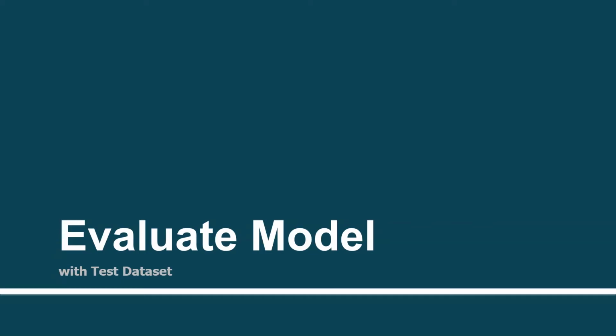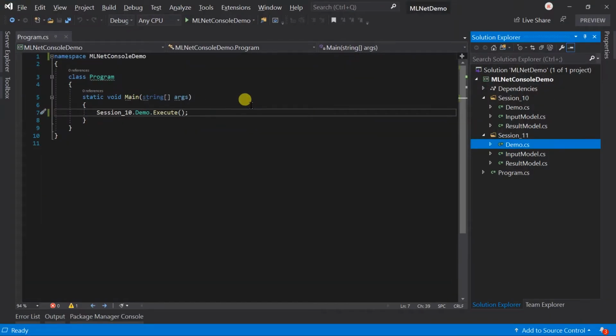In the previous session, we created the first machine learning program in which we did not perform the evaluation on the model. In this session, we will evaluate the model and print its accuracy detail. For this, I have copied the session 10 files into the session 11 folder and updated the namespace. We will work in this folder throughout this session.